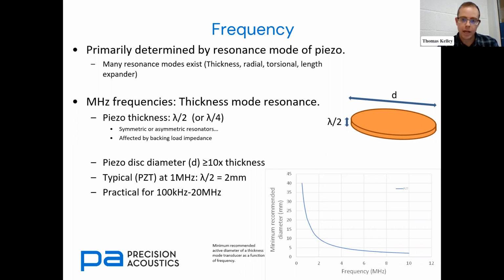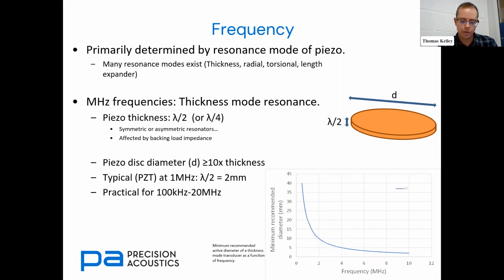So this is where the piezo resonates at a frequency primarily determined by its thickness. So typically the thickness will be half a wavelength or occasionally quarter wavelength in order to get the piezo to resonate. Whether the piezo resonates at a half or a quarter kind of depends on the backing and load impedances and what else you're going to do with the transducer. But most of the time, it will typically work with half wavelength resonance in most scenarios.